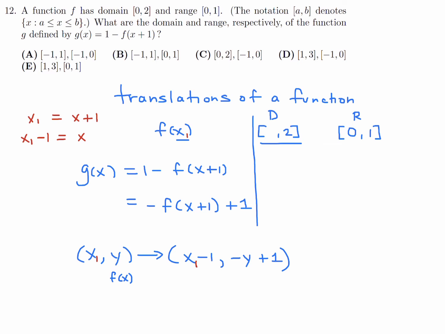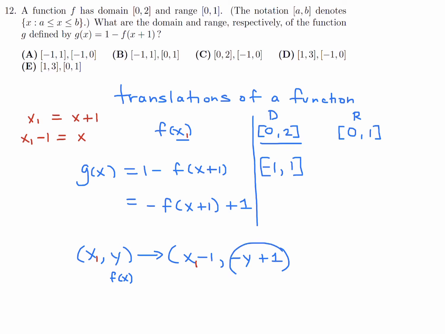Okay, well, now I have to figure out what happens to my domain and range. So for 0, 2, what happens to the 0? Well, it's going to be x minus 1. So 0 becomes negative 1. And then 2 is also part of the domain, which is the x values. So again, x minus 1. So the 2, I subtract 1, and that becomes 1. So this is my new domain.